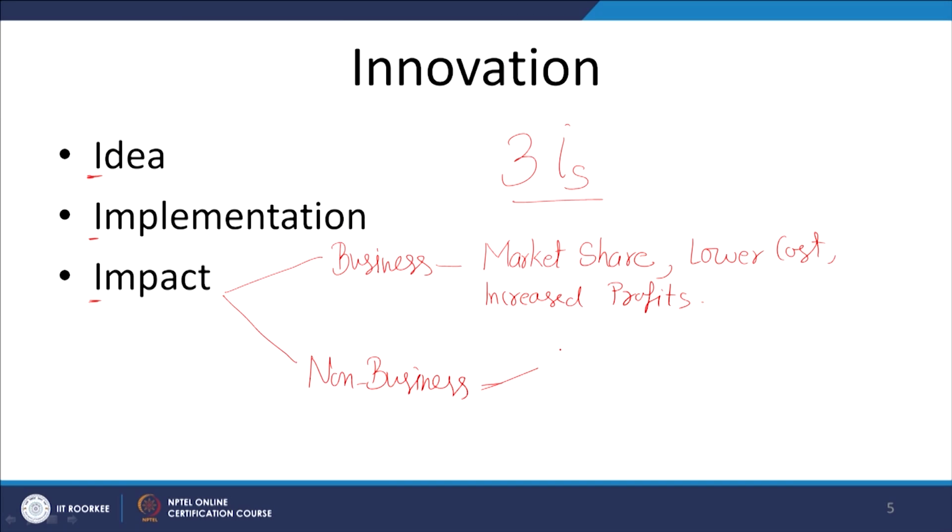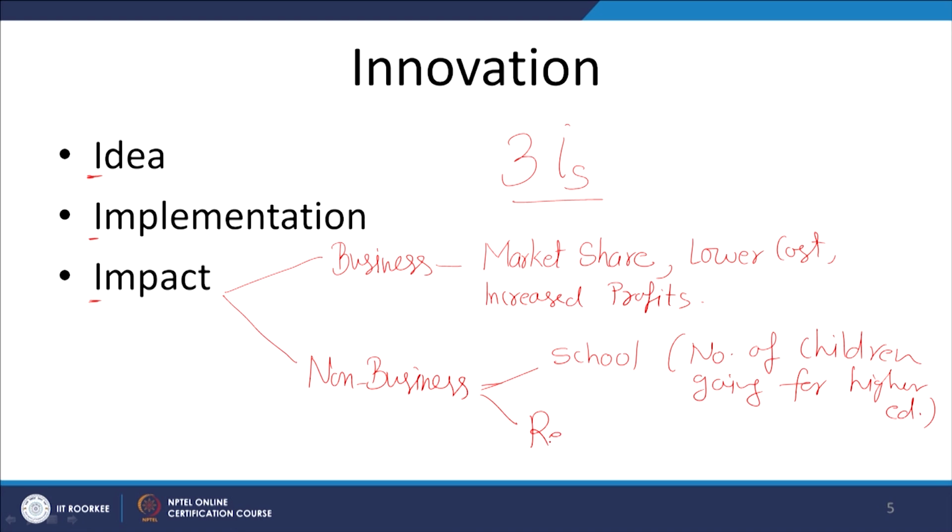For example, if you are a school, your impact may be measured in terms of the number of children going for higher education from your school. If you are a religious organization, so maybe your impact can be measured in the number of people who left alcohol, who left drugs because of your influence. So, depending upon the type of organization, you may have different types of criteria to measure the impact.